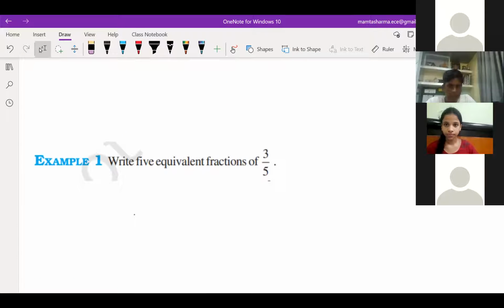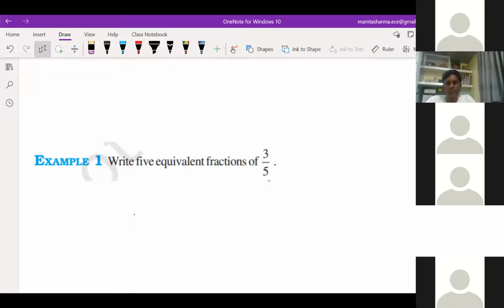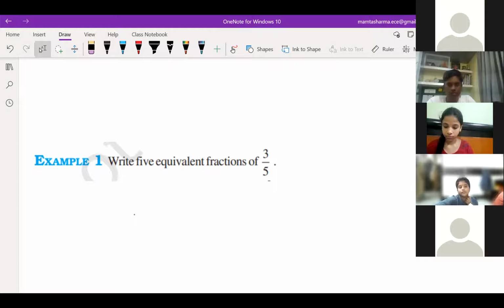Find the equivalent fraction of 3 by 5. Ritvik, what happened? Ma'am, can I say 3 by 5? Yes, Pranav. Ma'am, 6 by 10. 9 by 15. 12 by 20. Ma'am, 15 by 25.